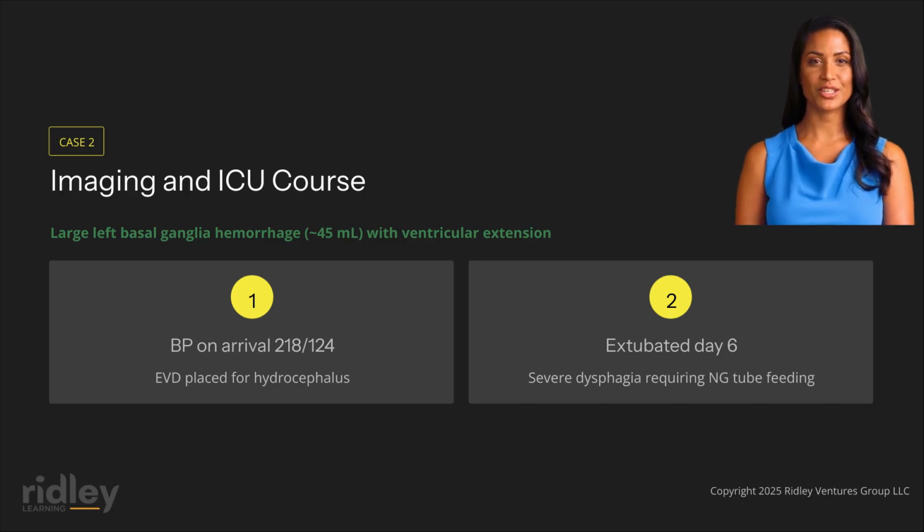An external ventricular drain was placed for management of hydrocephalus with elevated opening pressure. The patient remained intubated for 5 days, successfully extubating on day 6 with adequate airway protection despite ongoing severe dysphagia requiring NPO status and nasogastric tube feeding. Repeat CT on day 7 showed stable hematoma with resolving perilesional edema and improved hydrocephalus, allowing external ventricular drain removal.